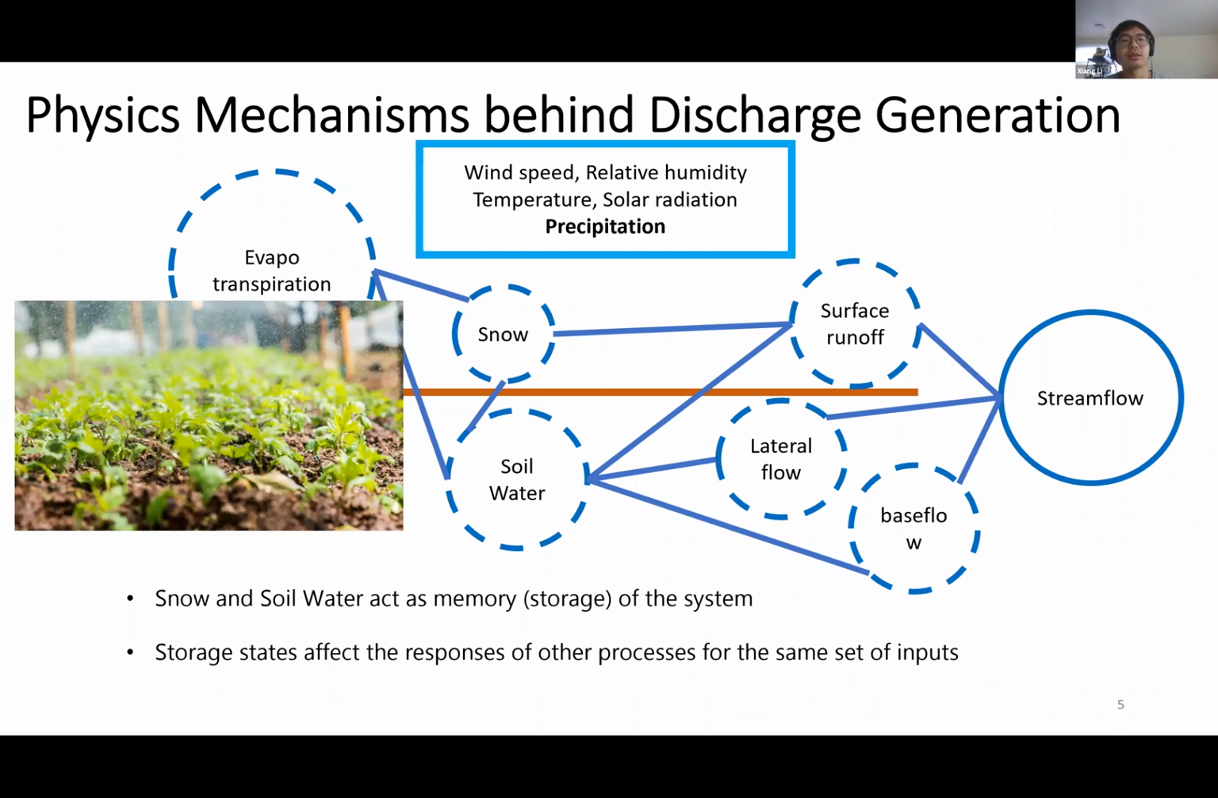We also know that evapotranspiration, snow, and soil water all play a very important role in regulating stream flow generation, because they are the important memory and storage of the Earth system. The dynamics of snow and soil water impact stream flow in a way that we might not know if we don't have hydrological domain knowledge.